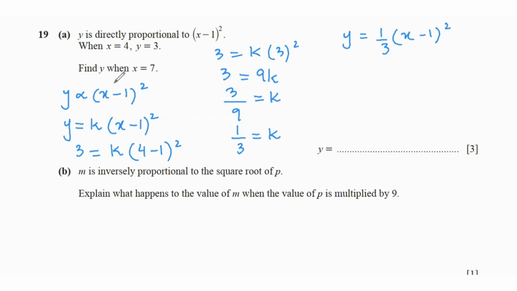So now to find the value of y when x is 7, y is 1 over 3 times (7 minus 1) whole squared, which is 1 over 3 times 6 whole squared. So that's 36 divided by 3, which equals 12. So y equals 12 when x is 7.